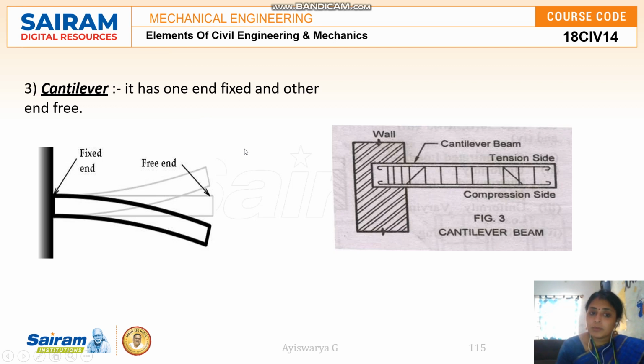The next one is a cantilever beam. A cantilever beam is fixed at one end and free at the other end. For example, our balconies, right? Here you can see one end is fixed, another end is free. So the beam is provided without support at the other end. There will be a tensile side and a compressive side, right?